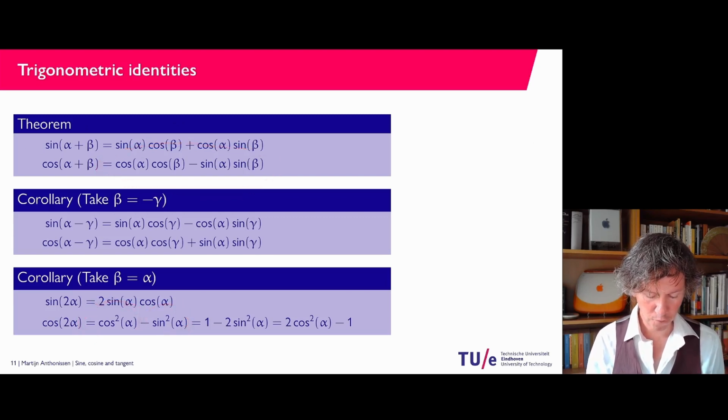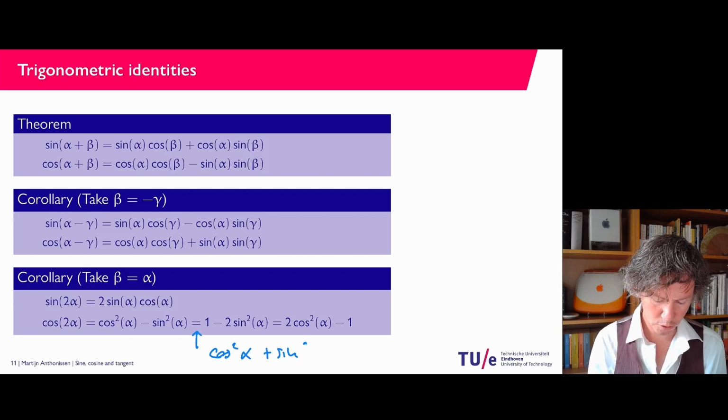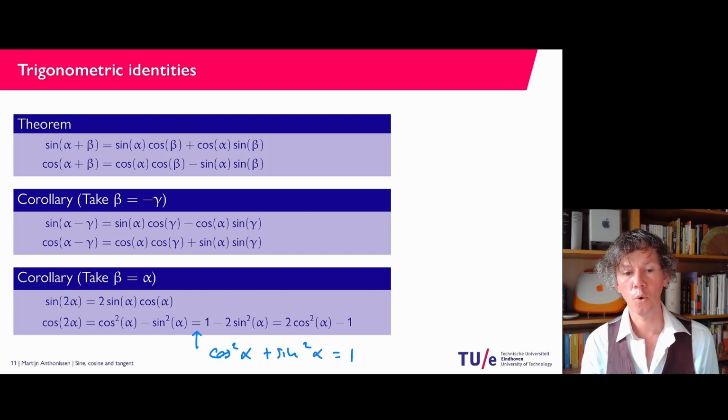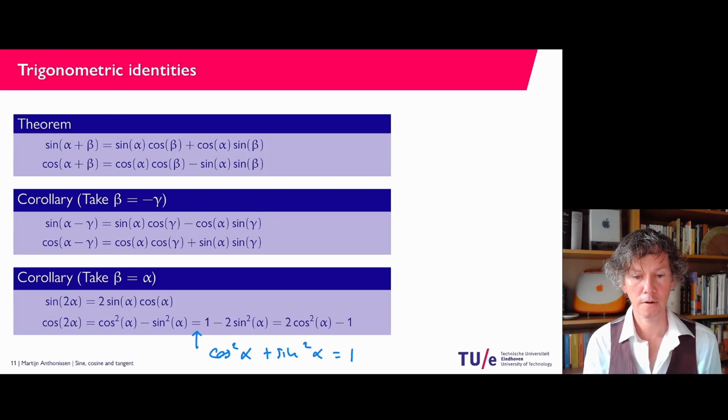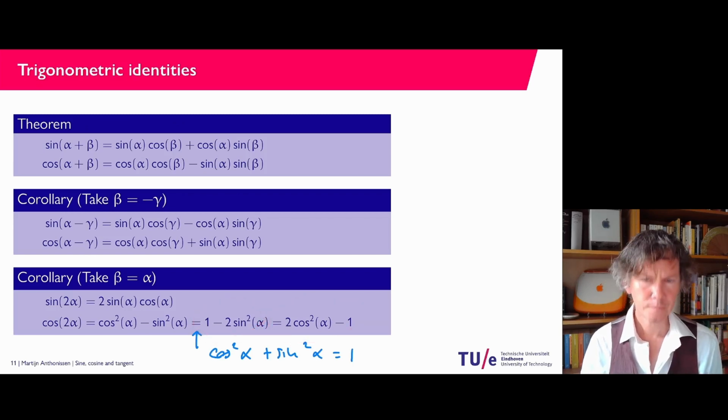And if you use what I've used here, that cosine squared alpha plus sine squared alpha equals 1, then you can either kick out cosine squared by replacing it by 1 minus sine squared, or you can kick out the sine by replacing it with 1 minus cosine squared, and then you find this formula and this formula. Then finally, this is all repetition, I'm sure you've seen this before.